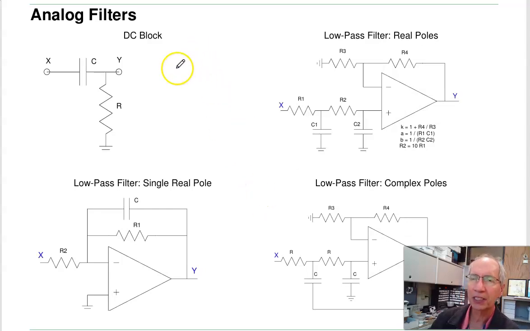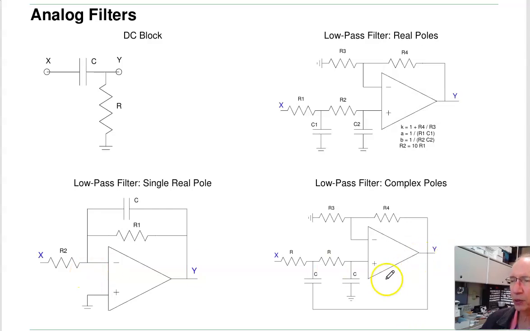If I just want a DC block, this has a DC gain of 0. AC gain passes, that's this circuit. If I want to build a low-pass filter with real poles, here's a 2-stage low-pass filter. The corner is roughly 1 over R1C, 1 over R2C, and I need R2 to be much bigger than R1, like 10 times, with a gain. If I want a single pole, this has the pole and a gain. This has two poles with two complex poles.